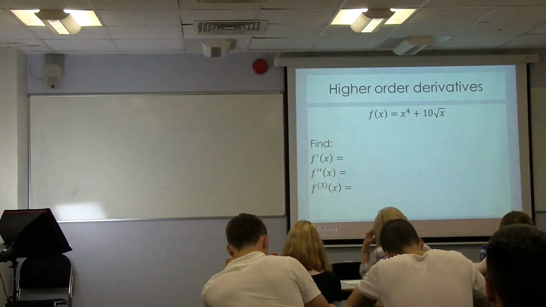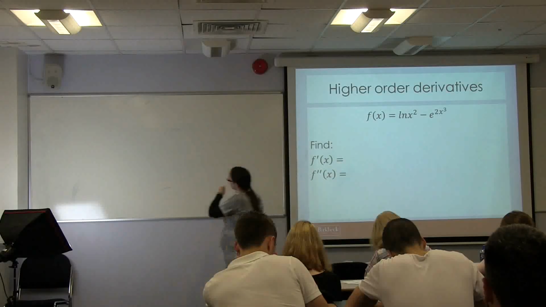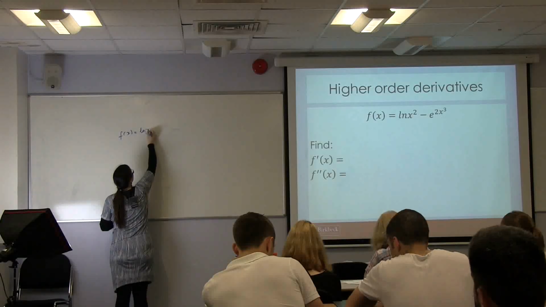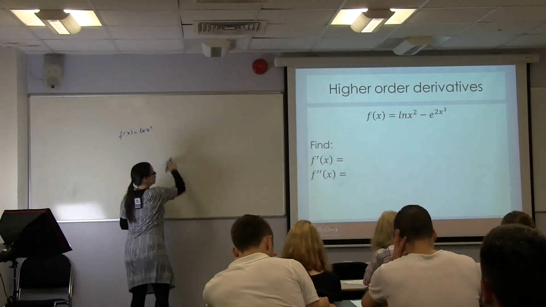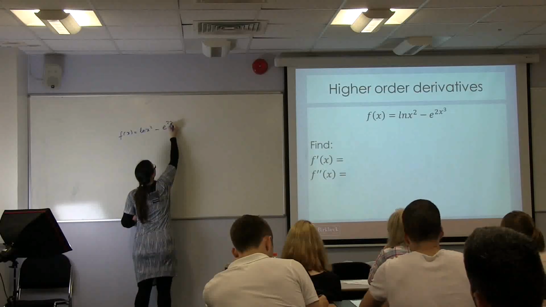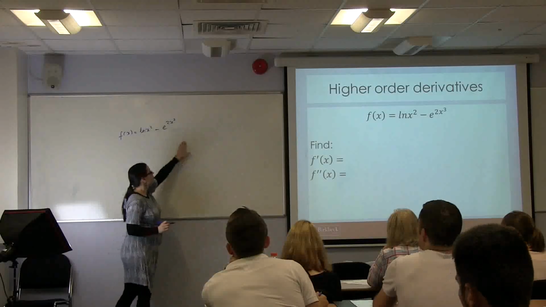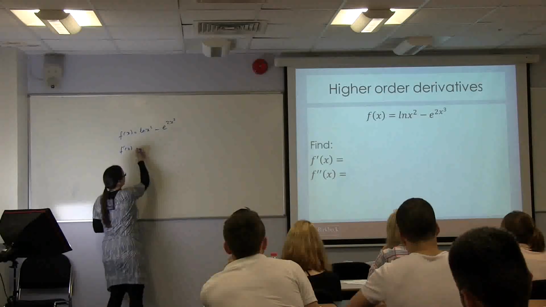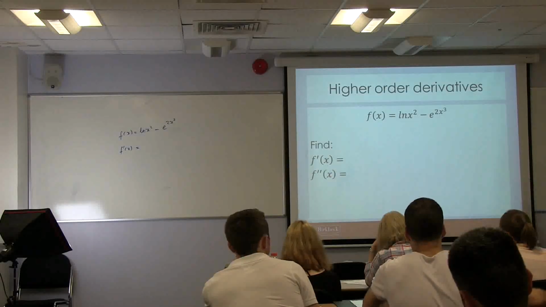Okay, so the next one we need to go through is higher order derivatives. This function, minus e to the 2x cubed. Okay, now this is, again, a difference of two functions. So thankfully, I will be able to differentiate it term by term.